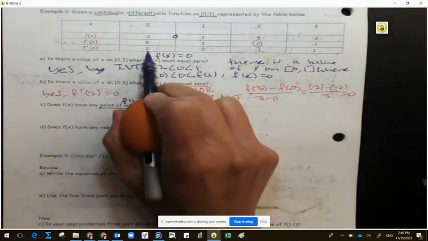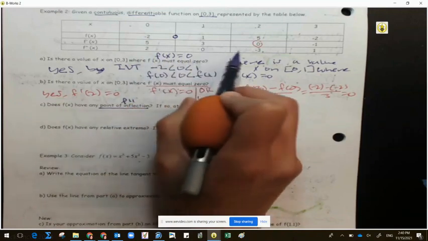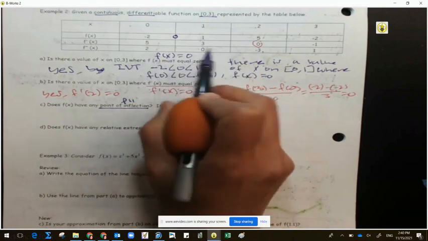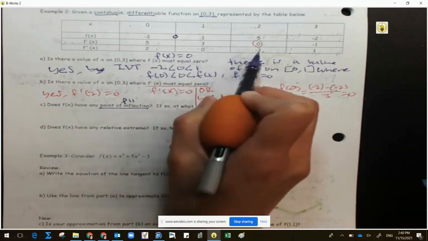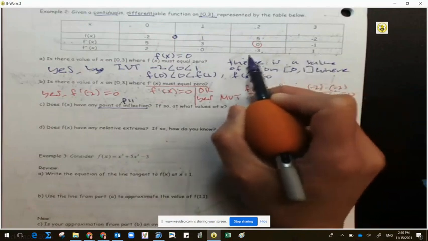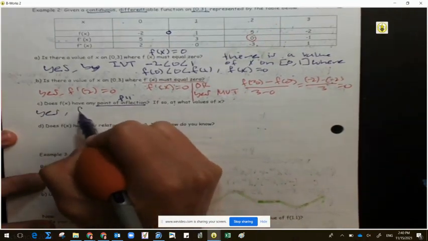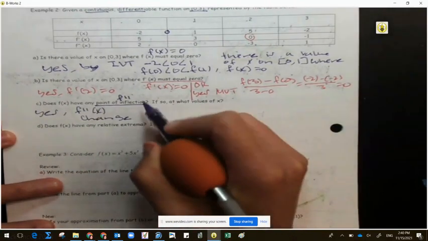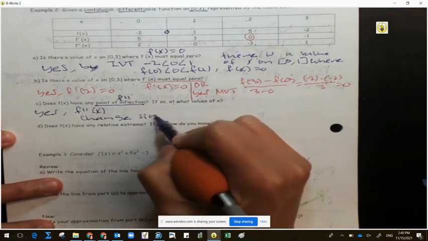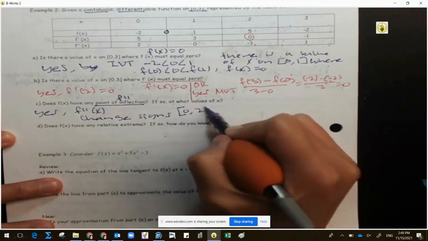On our f'', we have 2 to 0. That's not positive to negative. But look at 2 to negative 3. Is 2 to negative 3 actually changing from positive to negative? What about from negative 3 to 1? Is that changing from negative to positive? So whichever one you pick, let's go ahead and write out. Yes, for this one, f'' changes signs, and I'm going to go ahead and write out for this one between 0 to 2.